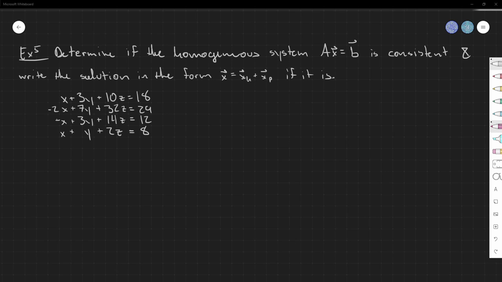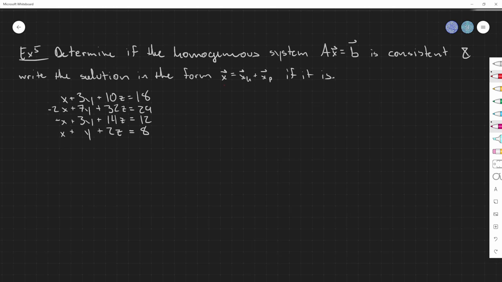So this example is telling us to find whether the homogeneous system AX equals B is consistent, and write the solution in the form x equals xh plus xp if it is. So we are given this system of equations, which is 4 equations, 3 unknowns. The first thing I want to do is break down what x is. So x is just a solution.